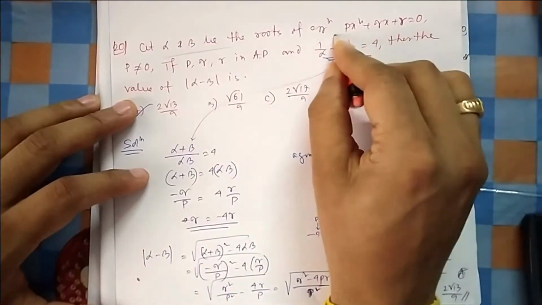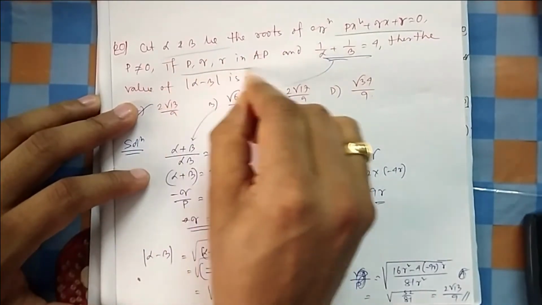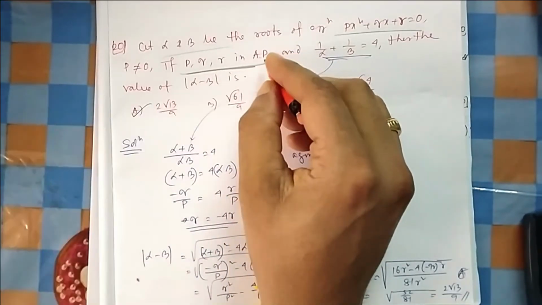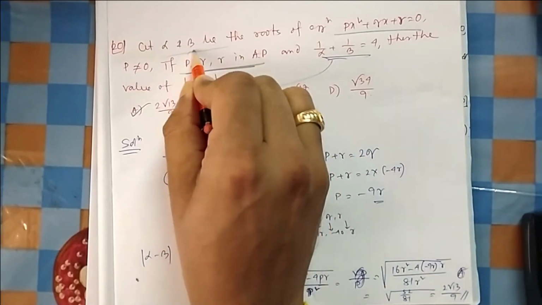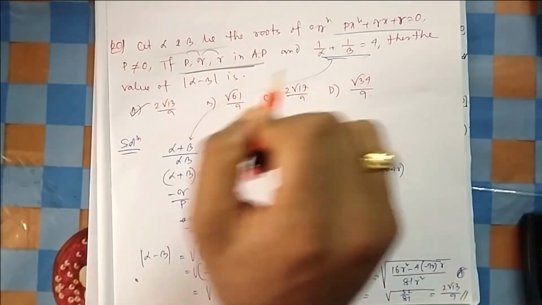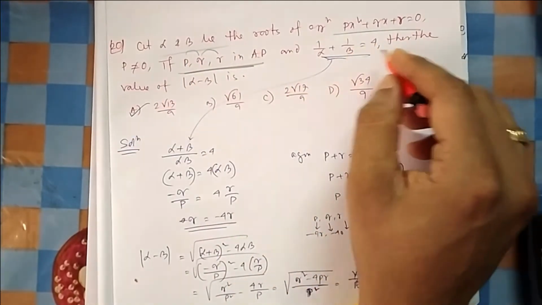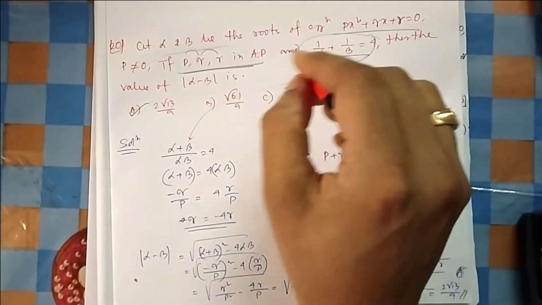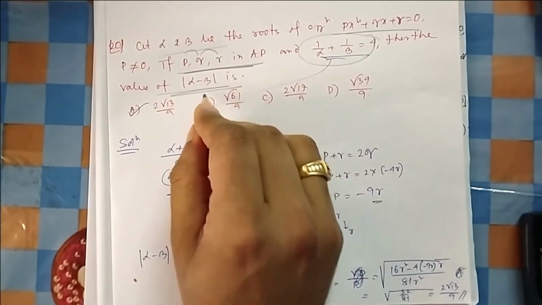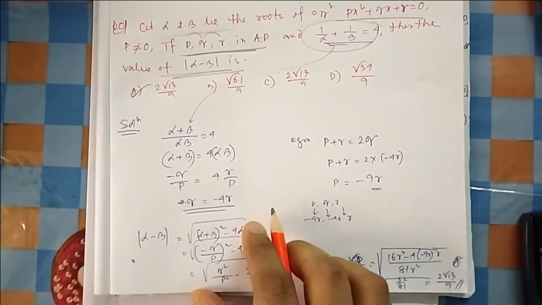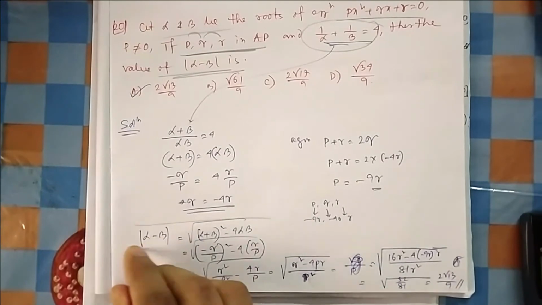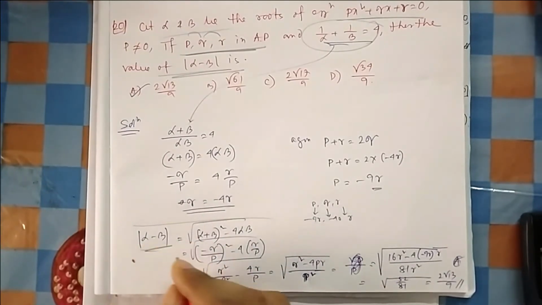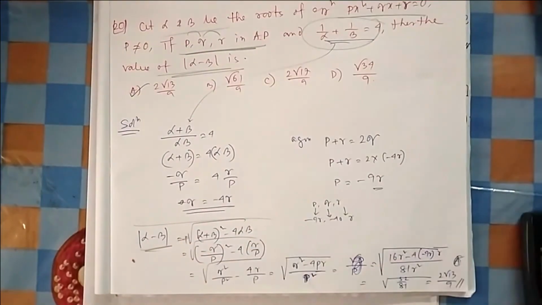If alpha, beta are the roots of this equation, where p, q, r are in AP, again, those who have not studied AP, it means arithmetic progression: the difference between P and Q will be equal to the difference between Q and R, the same difference they will follow. So again this is given, and the value of this one, alpha minus beta mod. So mod you have seen, it is just to make it positive. So why do we need mod of alpha minus beta? It means positive, so we will take the positive root of this one.